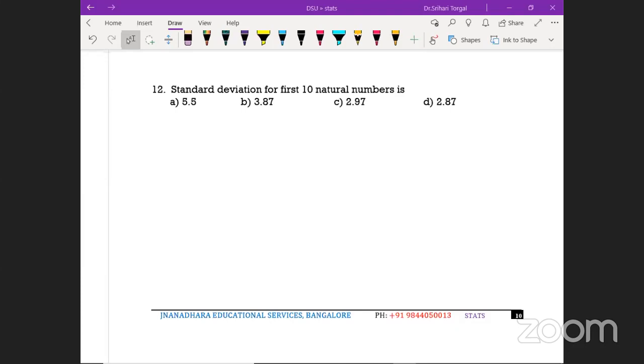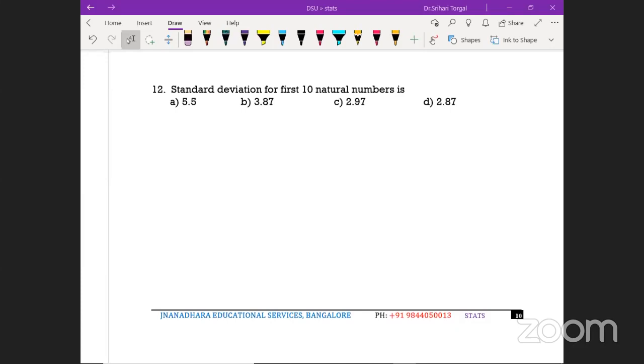Sigma xi is the sum of the data: X1 plus X2 plus X3 plus X4, up to X10. That data comes up to 55. Now SD, what is SD? 2.87. But remember this much, that is up to 10. Then only you can do the problem very easily.